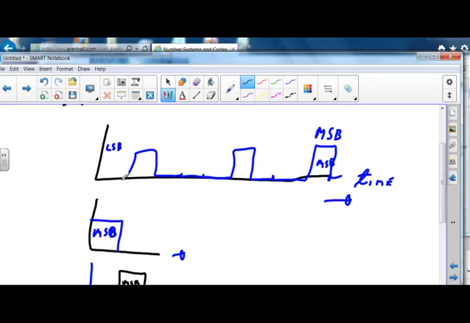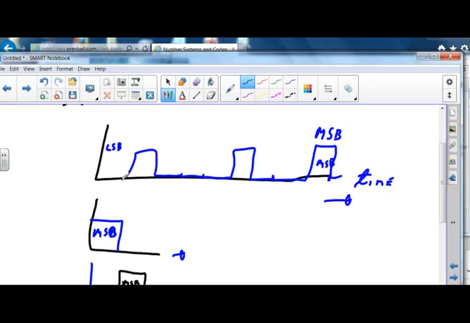Now, I'm only moving at the speed of light down the wire, right? So this is a representation of the signal going down the wire. But clearly, the most significant bit's going to be all the way down at the other end before the first zero shows up. Okay. But I'm showing a clock pulse going on.